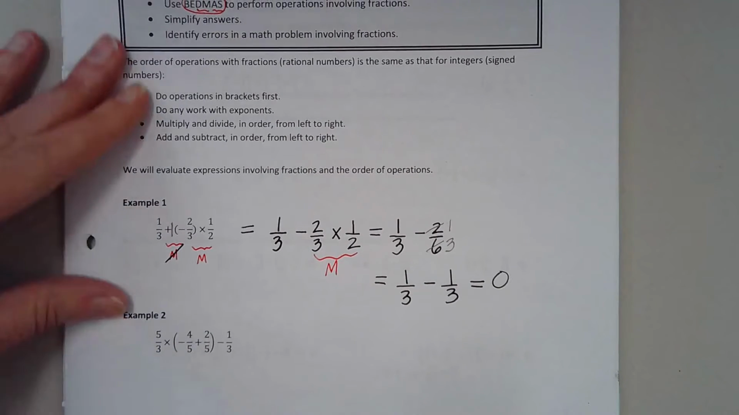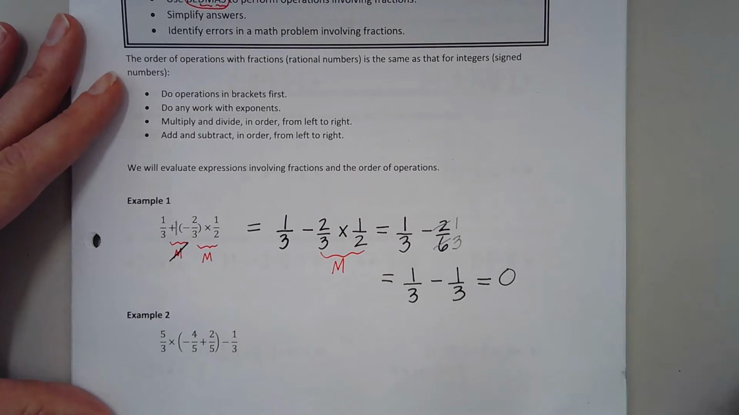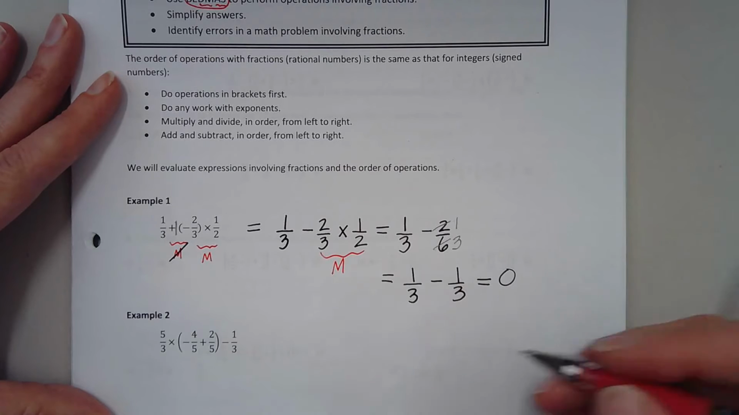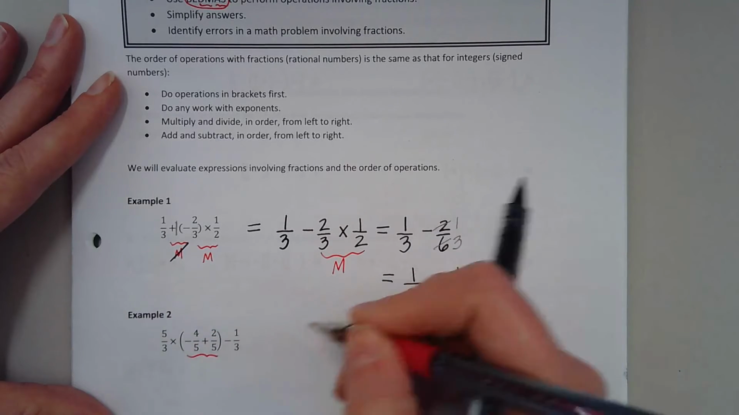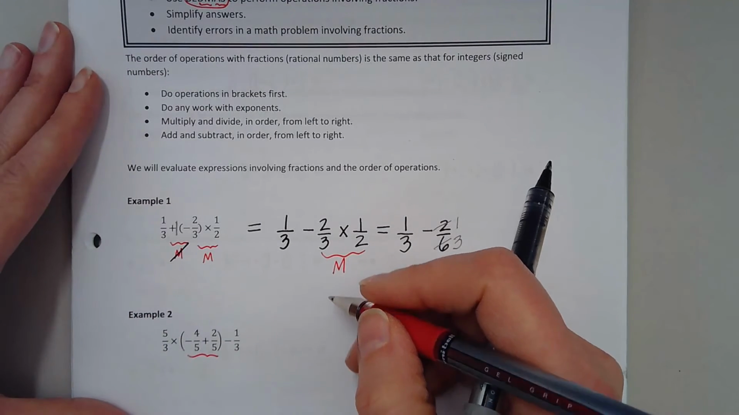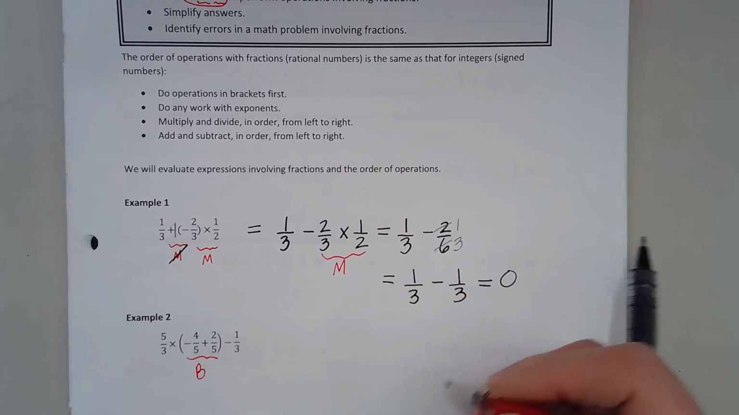Okay, let's take a look at example 2. What would you do first here? I see a multiply, I see an add and a subtract, but I see these guys are in brackets, right? So that's what we do first.